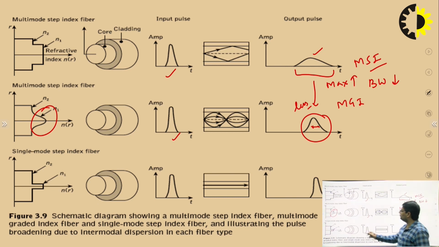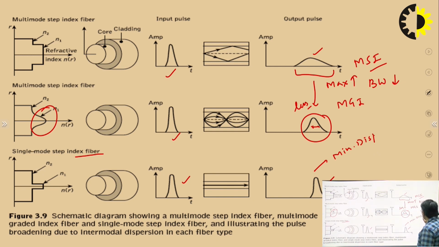Next, in the case of single mode step index fiber, we can see that this is the input pulse and this is the corresponding output pulse, and this results in minimum dispersion. Broadening or spreading of light pulse is minimum here. So since a single mode is propagating, the bandwidth availability is maximum.